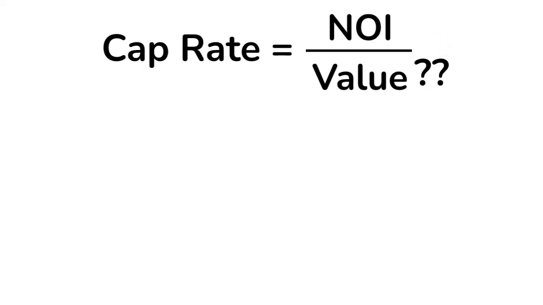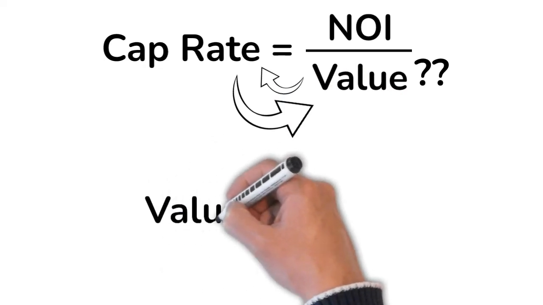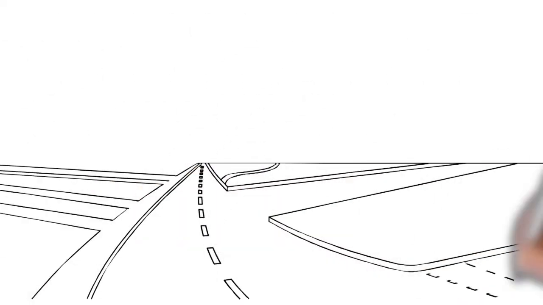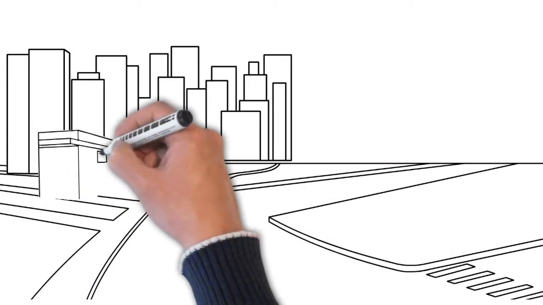But we aren't trying to calculate the cap rate. We are trying to determine the current market value of a property we are looking to purchase. So we rearrange the formula to solve for value, hence NOI divided by cap rate. Here the cap rate we are using is the cap rate for the given market, and more specifically the submarket where the property is located.